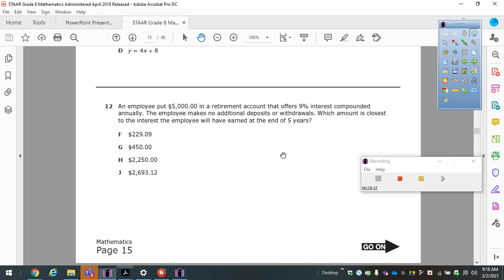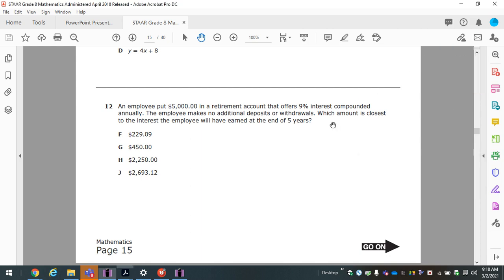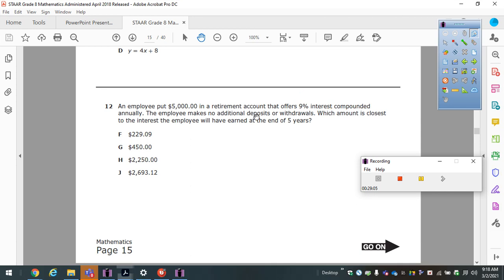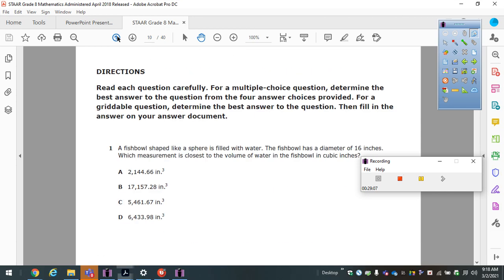This one real quick. Let me see. What is this one asking? An employee put 5,000. This is your principal, the account. That's your rate. Interest compounded. You look for that one, compounded annually. Makes no additional deposits or withdrawals. Which is the closest interest the employee would have? Okay, so remember, this is your principal, this is your rate, this is your term. Let me go back and review the formula. Compounded. All right, let's look for the one that's compounded.